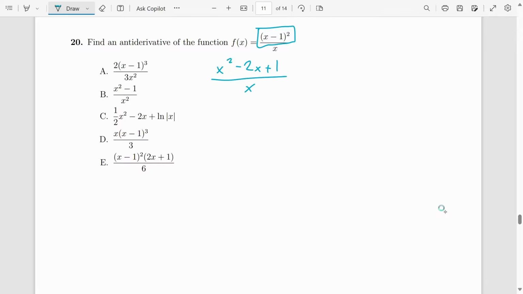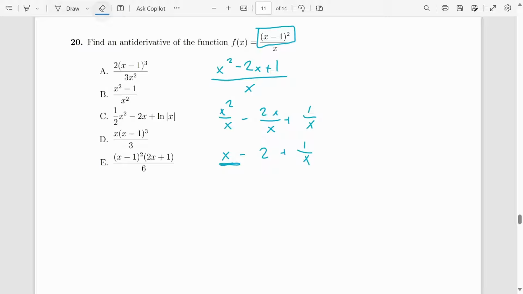And then we can go ahead and split this into three separate fractions, which are x squared over x minus 2x over x plus 1 over x. And then a couple of these will simplify, so this will become x, this will become 2, this will become 1 over x. Now we can go ahead and find the antiderivative of each of these terms, because that's how integrals work. If you have added or subtracted terms, you can go ahead and find the integral of each term separately. So let's do each of these.